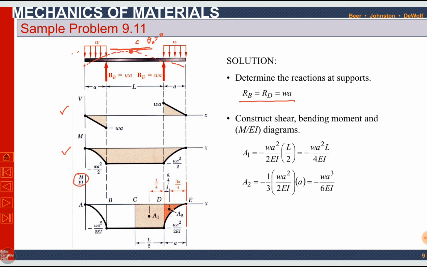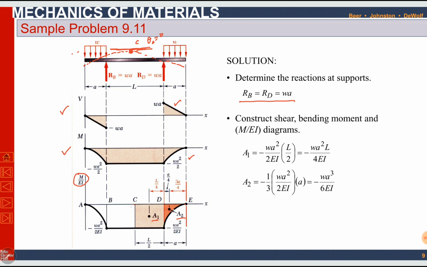One is area A1, the other is area A2. A1 is simple rectangle, A2 is area under a parabola, because it is a second degree curve. Why it is a second degree curve? Load is constant, so shear force is linear, moment will be second degree. If the moment is second degree, definitely M over EI is also second degree, because EI is constant. Okay, we can find these areas A1 and A2.